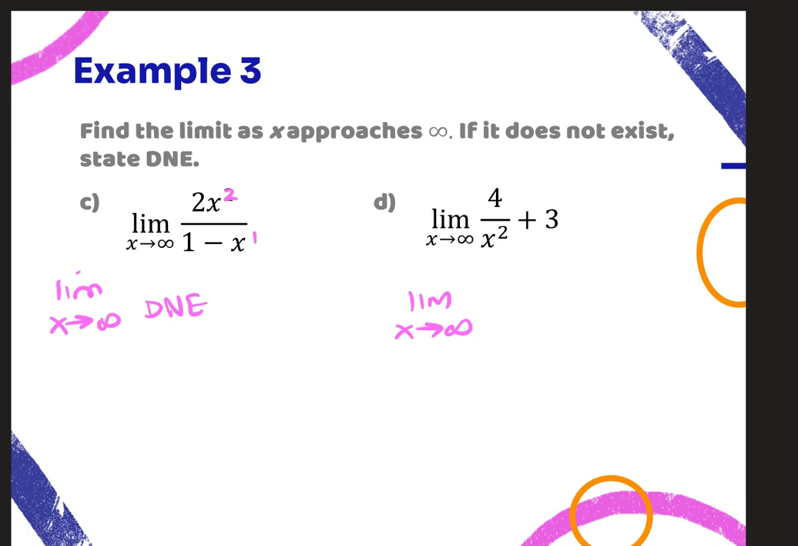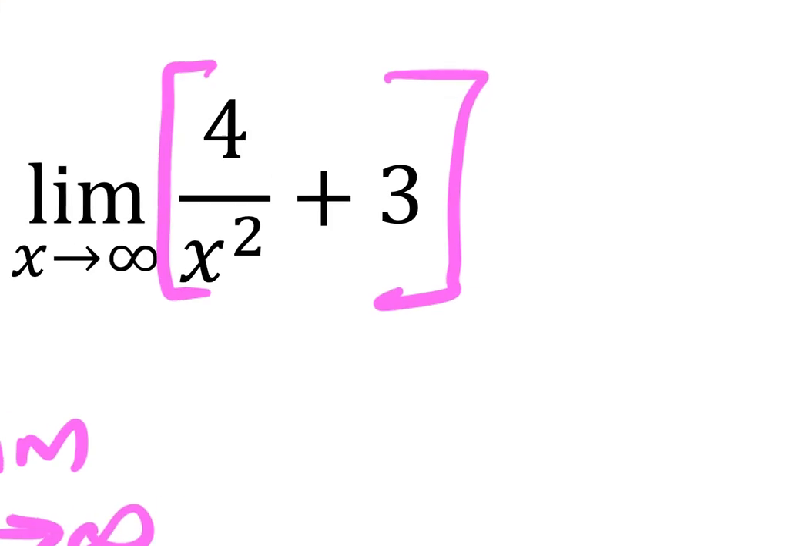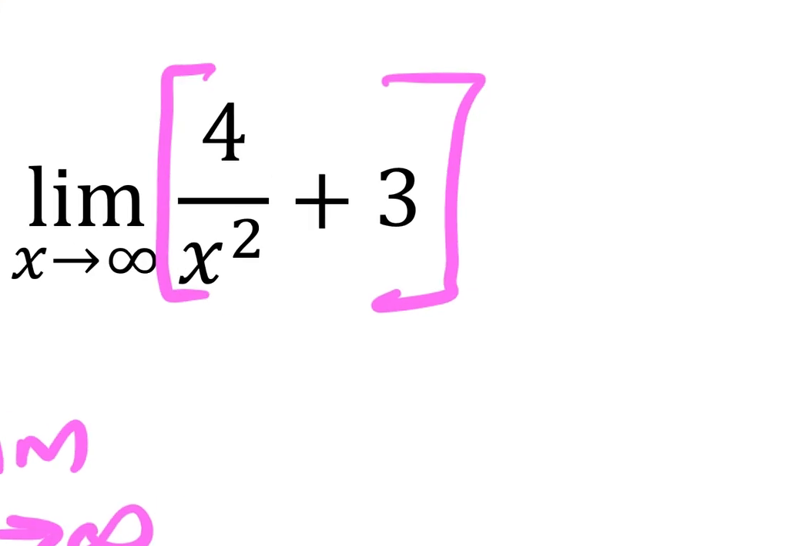And D, first we have to do what here? This one requires some work. I gotta combine them. I gotta get them into one equation. So how do I add these? Good, and then I gotta give it a like denominator, so I'd have to do what? Multiply both of these by x squared, and I get 4 plus 3x squared over x squared.